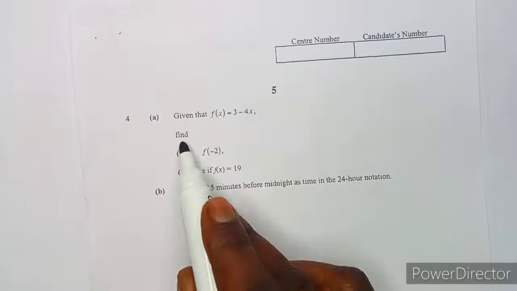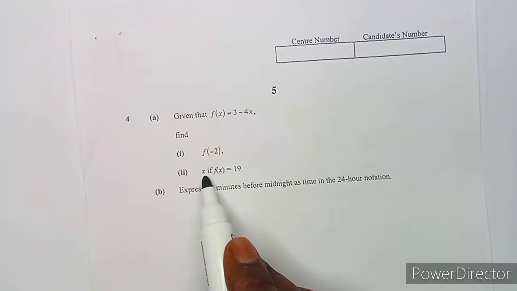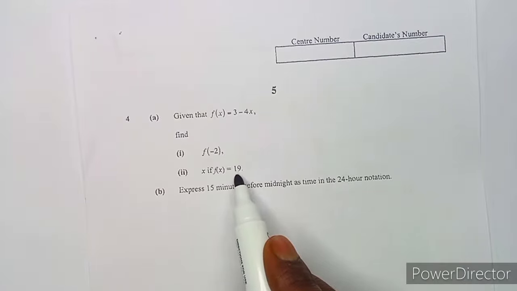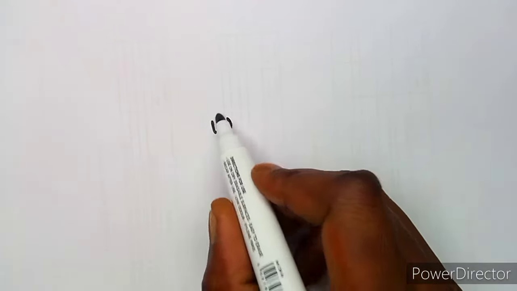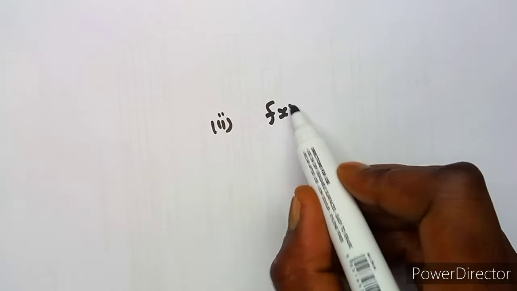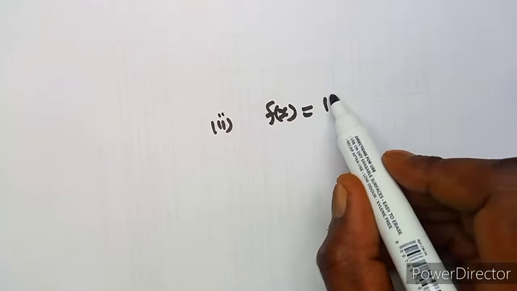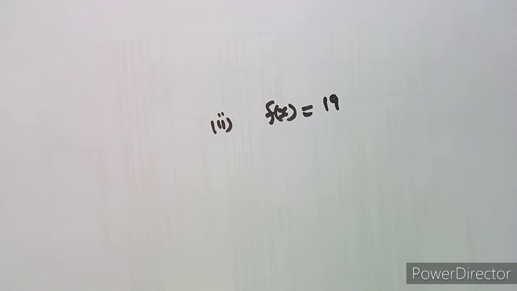Find x. We are still on finding, but now we want to find x, which means we have to calculate the value of the unknown x, if f of x is 19. Let's start with the statement that is given: f of x is equal to 19. What does this actually mean?